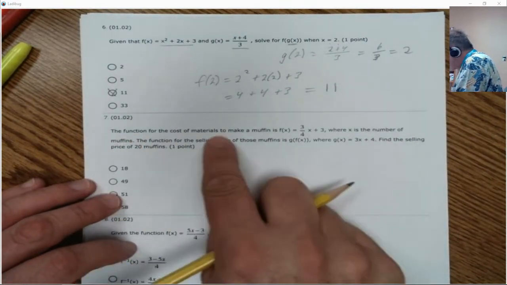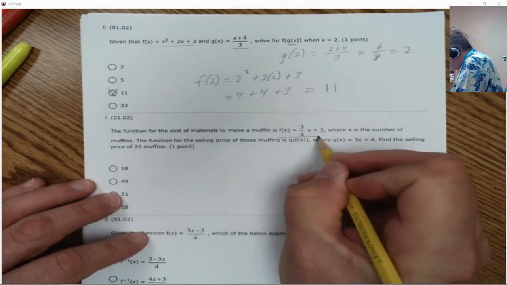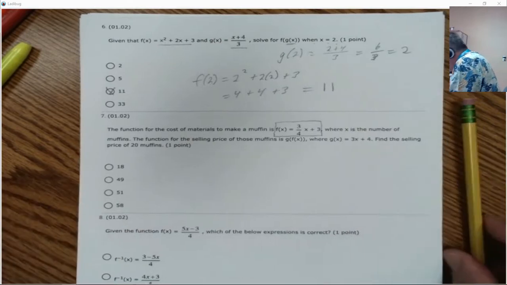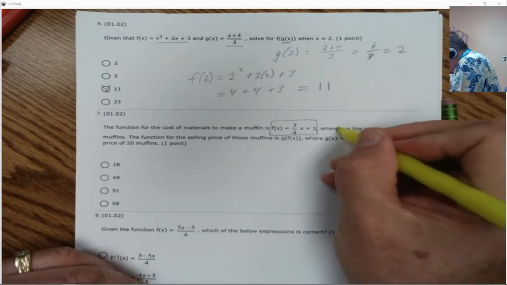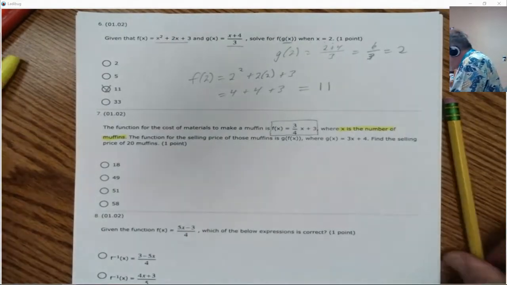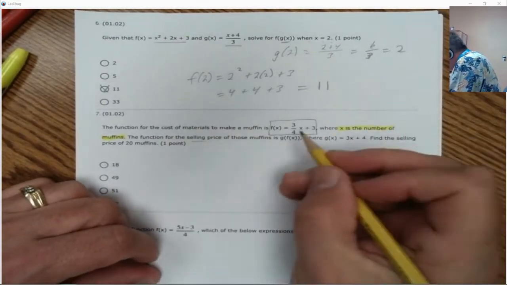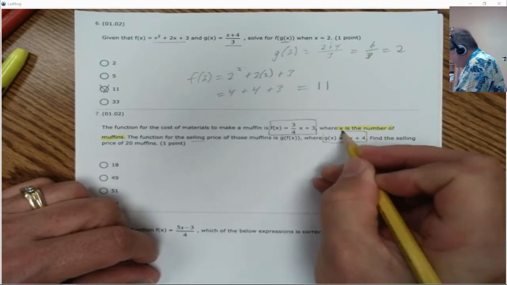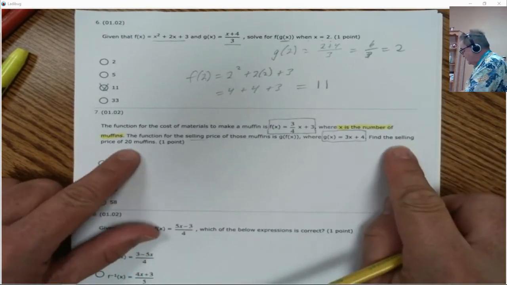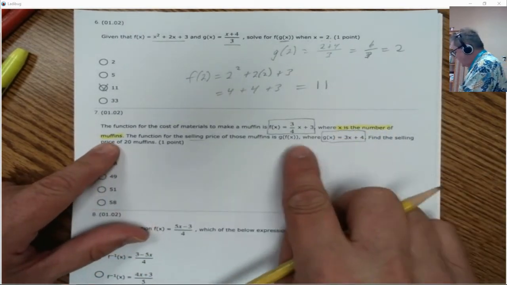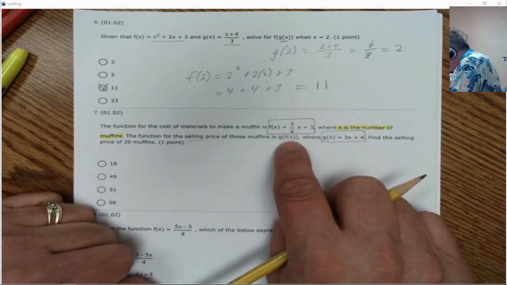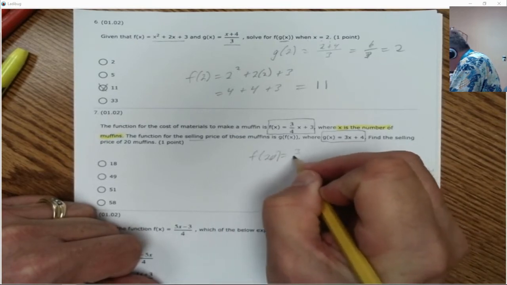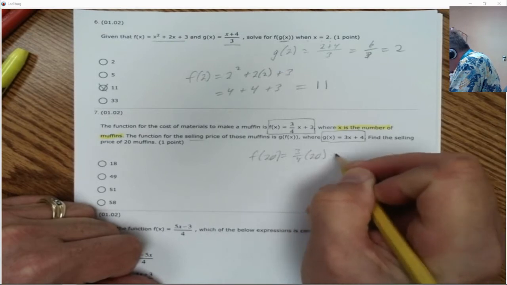The function for the cost of materials to make a muffin is f of x equals 3/4 x plus 3, where x is the number of muffins. So x is muffins. The function for the selling price is g of f of x, where g of x equals 3x plus 4. Find the selling price of 20 muffins. Well, we said x is the number of muffins. So g of f of x, so f is on the inside, so we need to say f of 20 equals 3/4 times 20 plus 3.